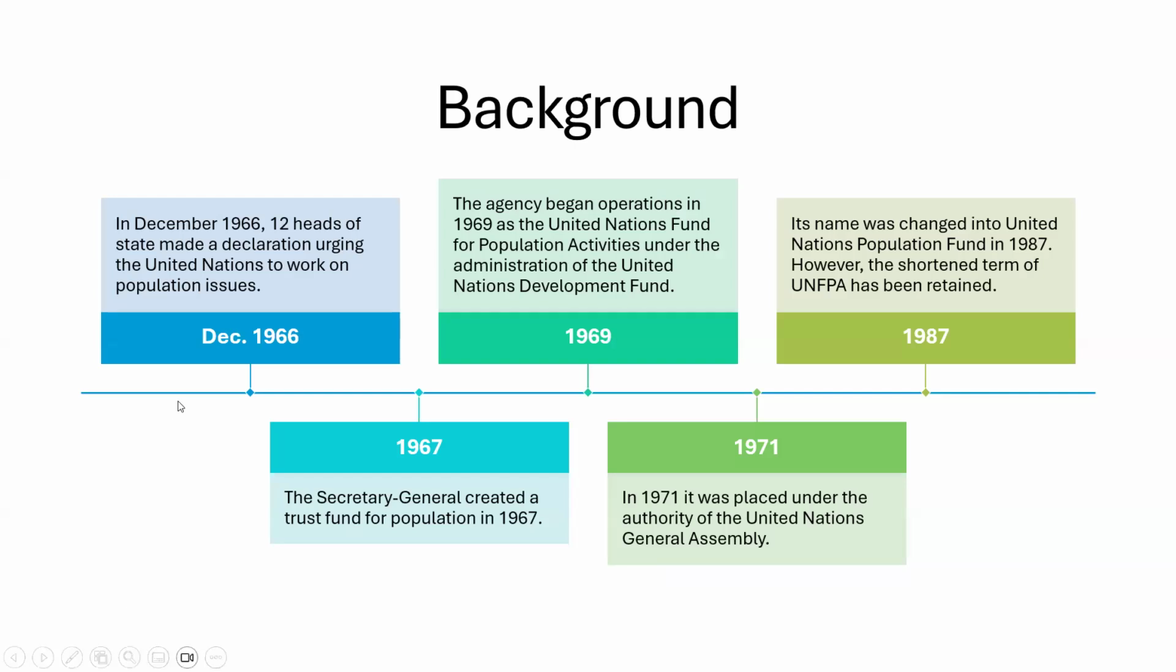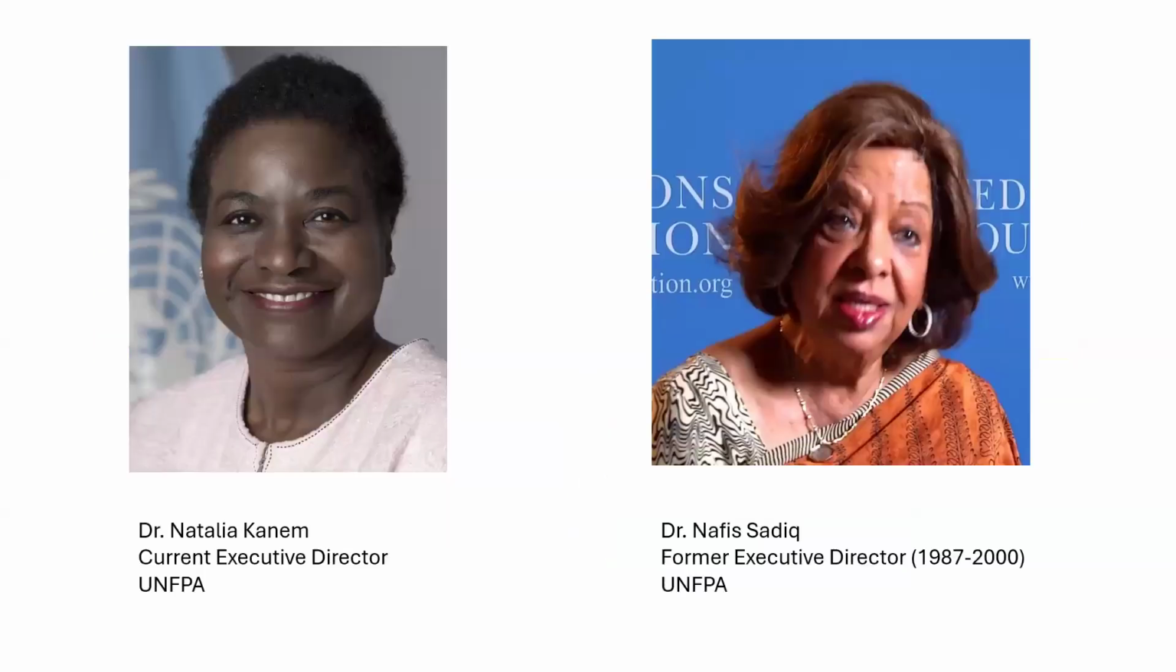Background: in December 1966, 12 heads of state made a declaration urging the UN to work on population issues. In 1967, the Secretary General created a trust fund for population. In 1969, this agency began its work, and it was known as the United Nations Fund for Population Activities. In 1971, it was placed under the authority of the UN General Assembly. In 1987, the name was changed to United Nations Population Fund. However, the shortened term UNFPA has been retained.